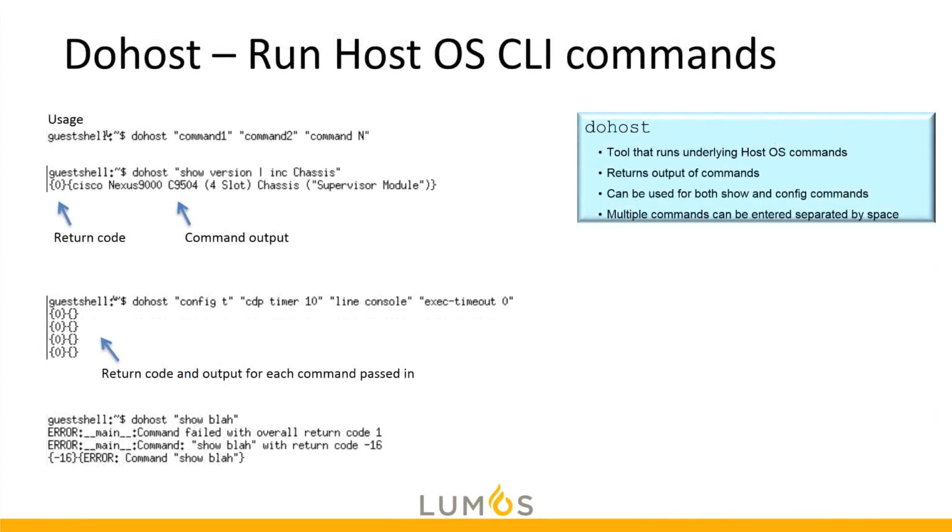Also, I have the ability to do host. This is a tool that Cisco wrote that essentially runs on the underlying host, and it allows me to run a particular command on the host, even though I'm in a Linux container, a guest shell. So instead of just running show version, I can do that on the host. So I can do show version on the host, or do host show version piped to include chassis. Okay? And then that will return the output here to the local guest shell.